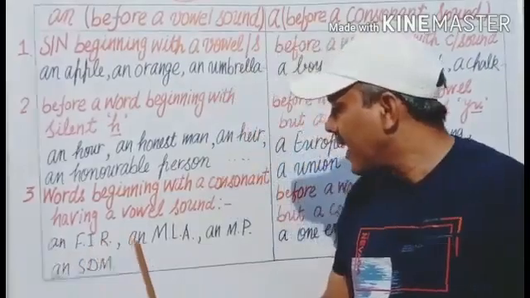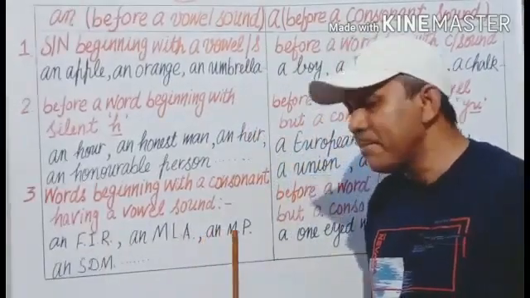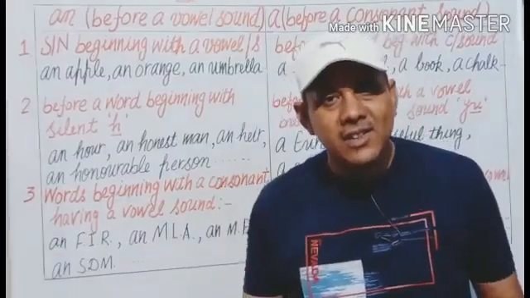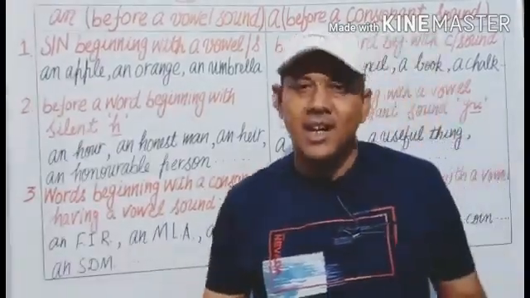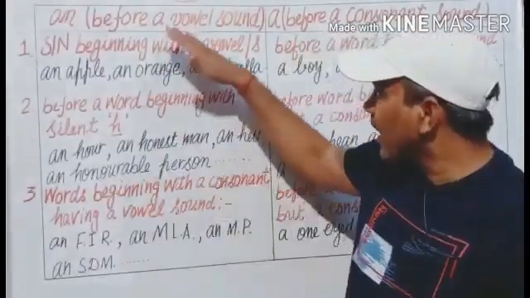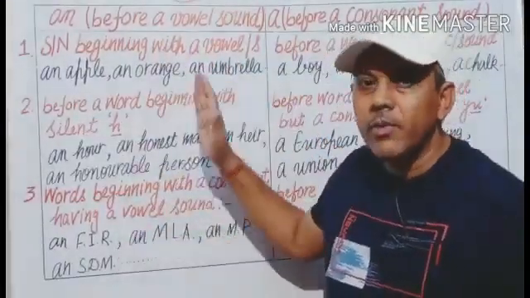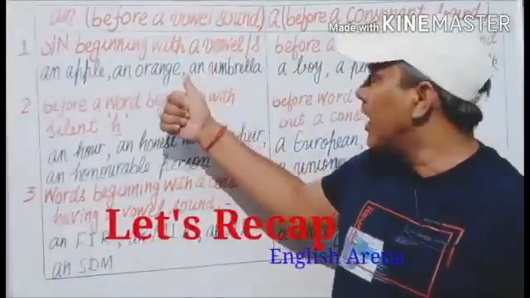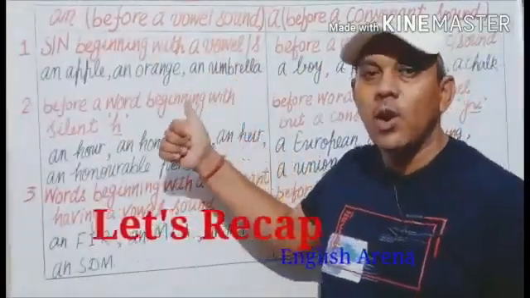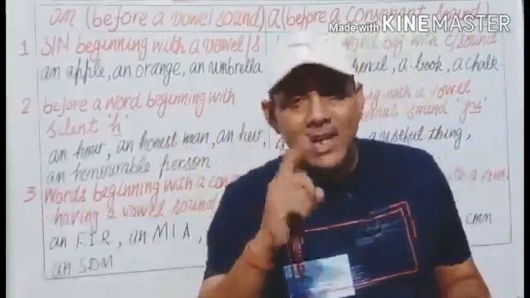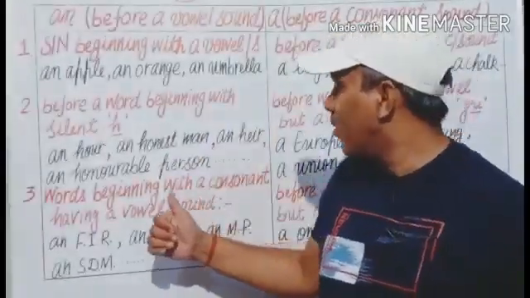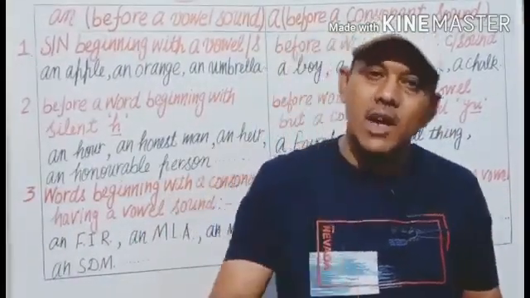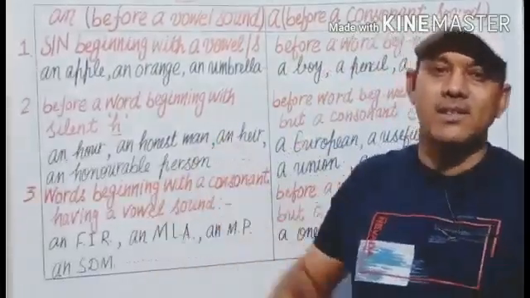An FIR, an MLA, an MP, an SDM, an LLB, like this. In this way, we use an before these three types of words. Recap: words beginning with a vowel sound, words beginning with a silent H, and words beginning with a consonant but producing a vowel sound, in some abbreviations.